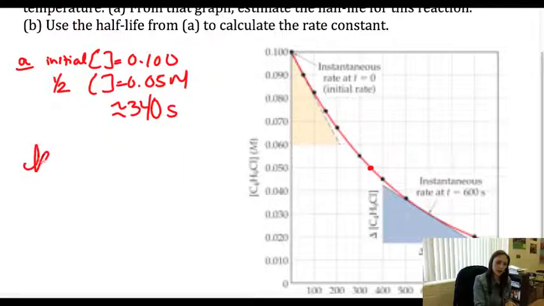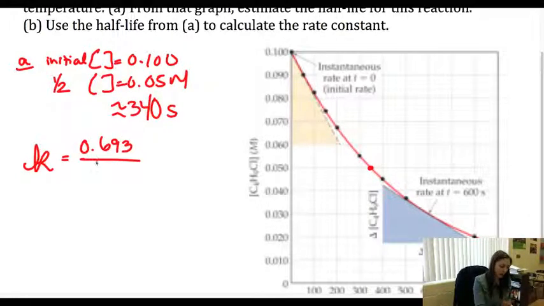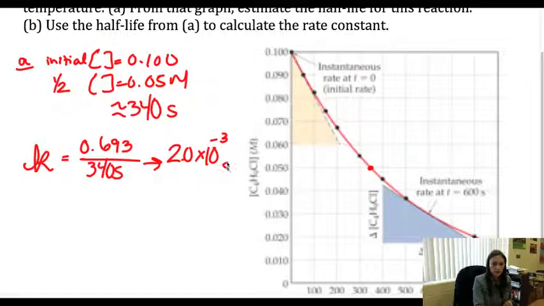Well, rate constant K is going to equal the natural log of a half, which is 0.693, over my half-life, which is 340 seconds. So my rate constant K is 2.0 times 10 to the negative third seconds to the negative first, because seconds are on the bottom, and I don't have a unit for this natural log of a half.